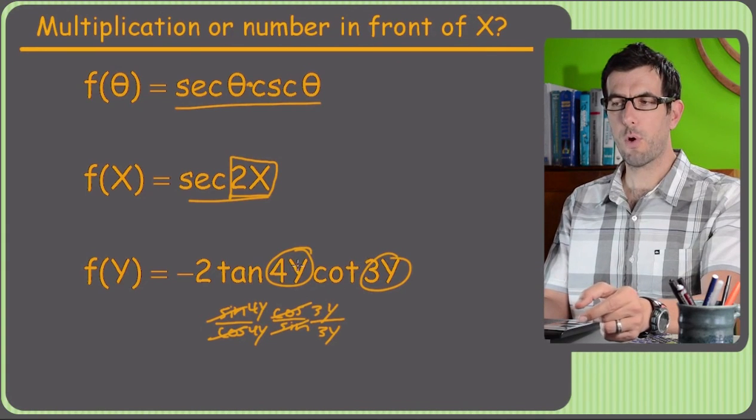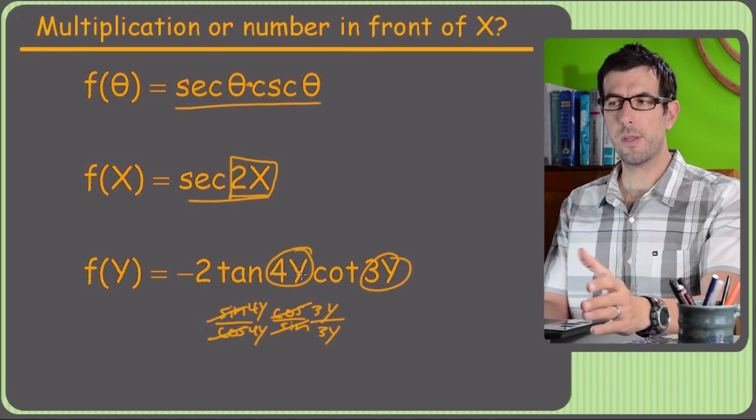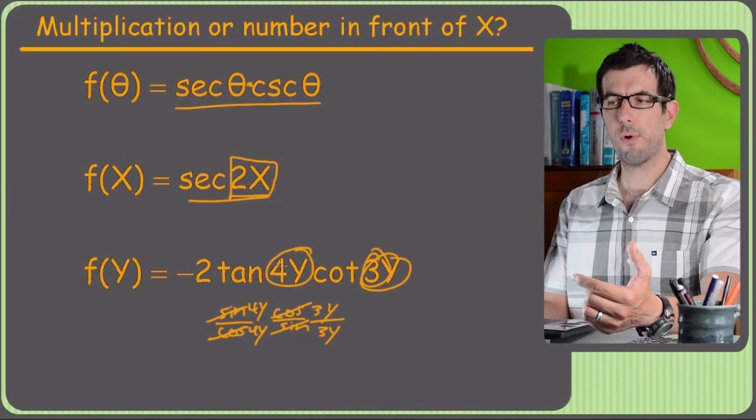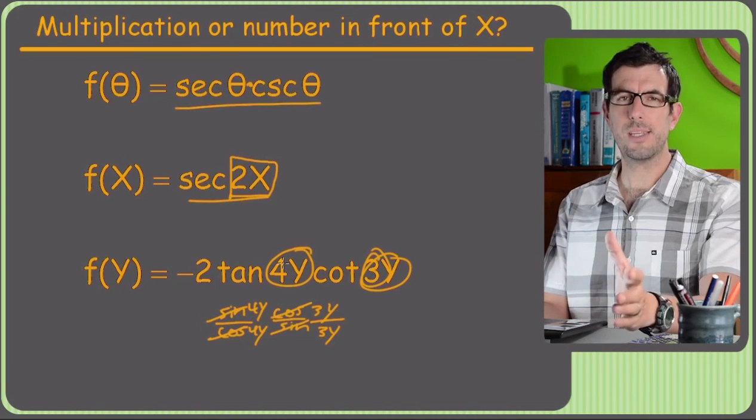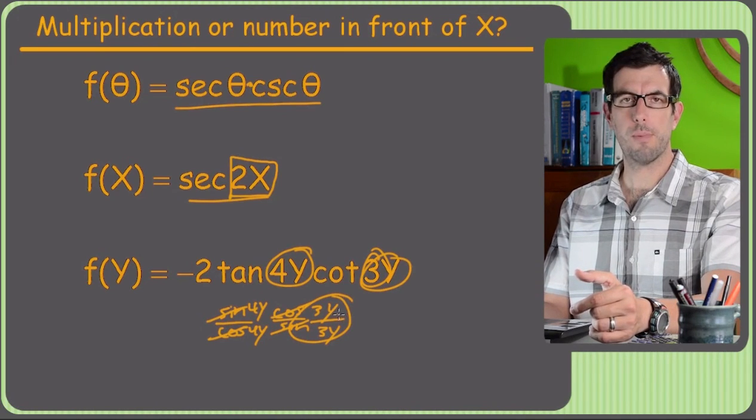If you got a tangent of 4y, cotangent of 3y, it's apples and oranges. 4y and 3y are totally different, and there's no way to fix that. There's no way to pull out a 3 and pull out a 4 and make them both tangents of y. You just can't do that. So unfortunately, there's no way to reduce these. Otherwise, it would have been a pretty boring problem.